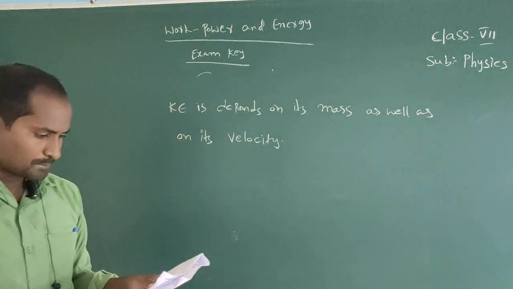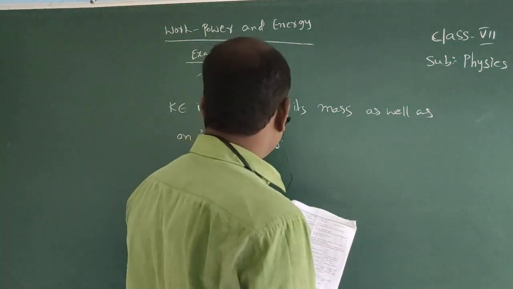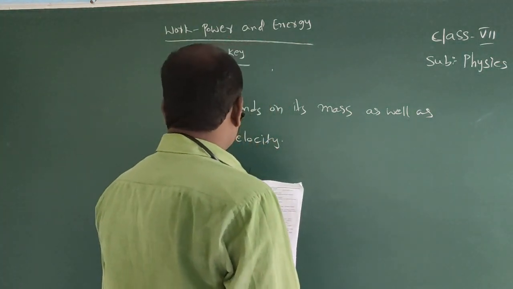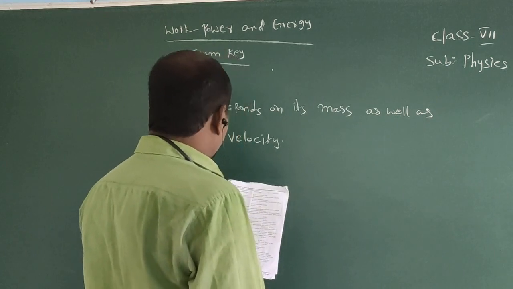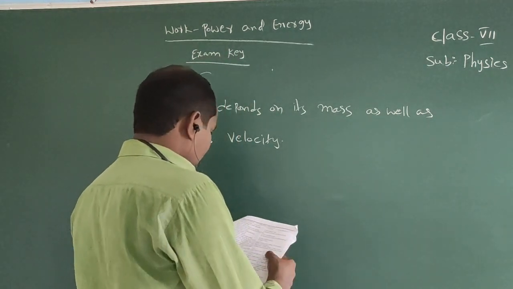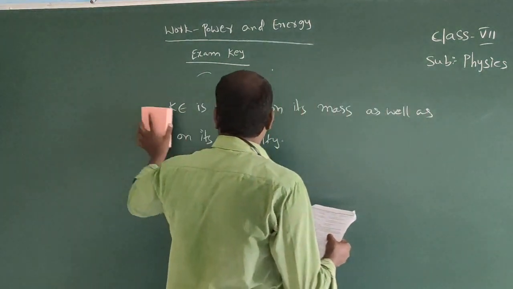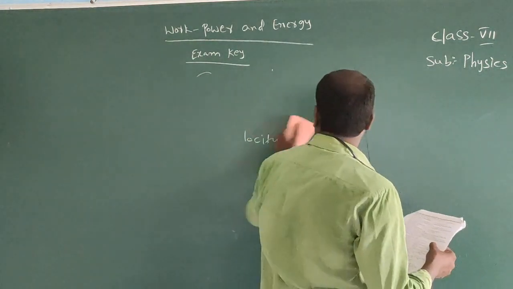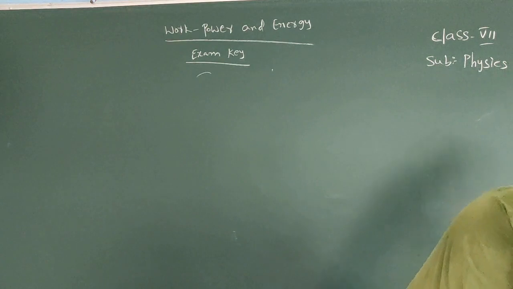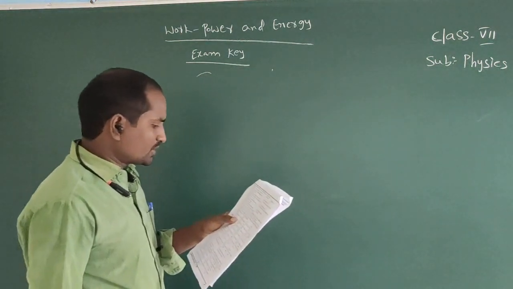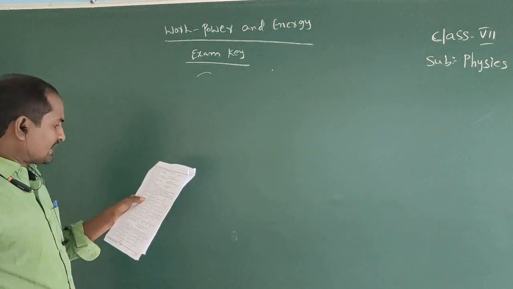Okay, that is the answer. That means kinetic energy depends on mass and velocity. Next, a body of mass 1 kg is lifted to a height of 1 meter. Then find the work done.